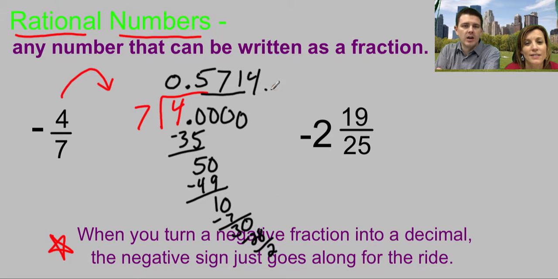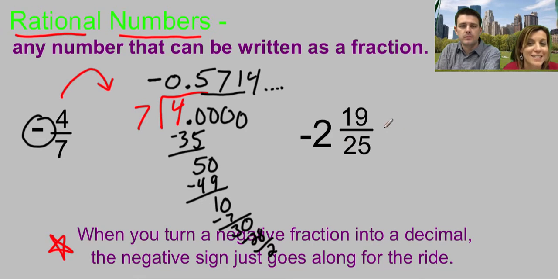This is one of those ugly ones where this decimal is going to keep going on and on and on and on. Now, one last piece. It was a negative number, so the negative goes on our decimal. It's got to end eventually, or it'll be an irrational number, just so you know. All right. Negative 2 and 19/25.